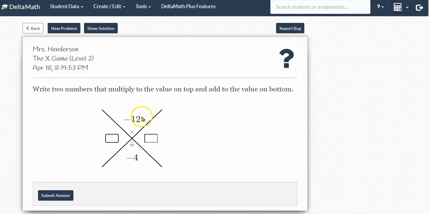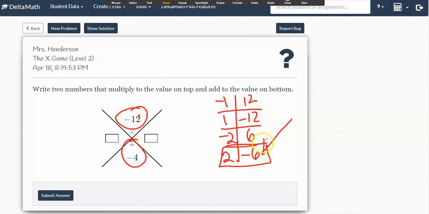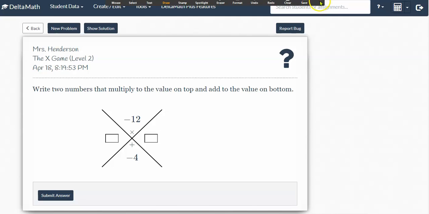Two numbers that multiply to negative 12, so 1 and 12, 2 and 6, 3 and 4, and one of them has to be negative though, because the answer is negative 12. And if the answer is negative and the sum is negative, that means the bigger factor would have to be negative. So you have negative 1 and positive 12, positive 1 and negative 12, right? And then you've got negative 2 and 6, or 2 and negative 6. See how this makes negative 4, and the bigger number is the negative one? That's always going to be true. So 2 and negative 6.